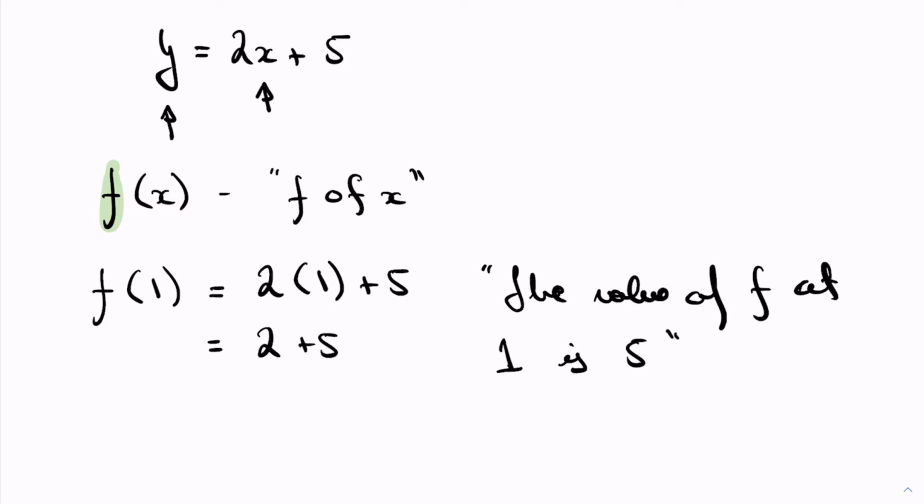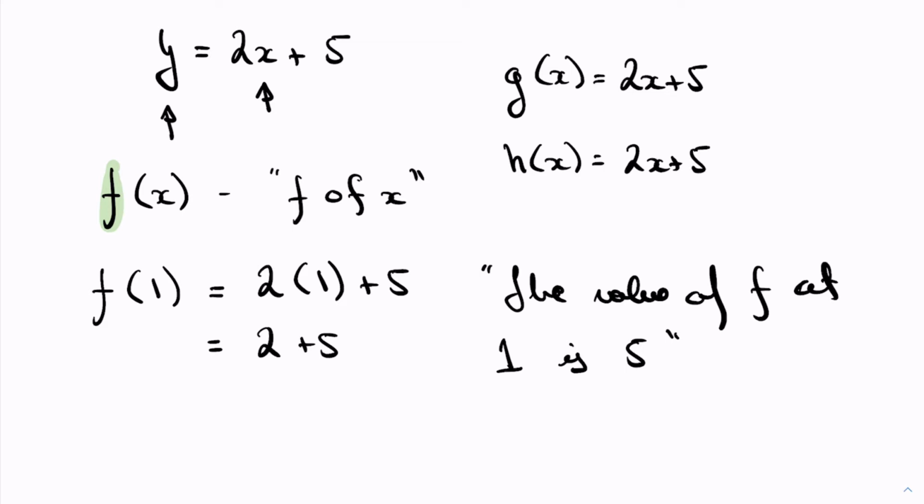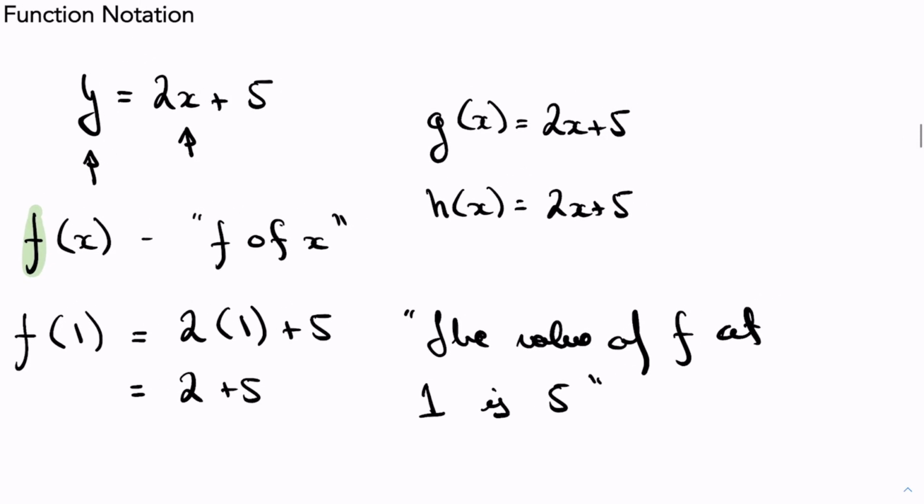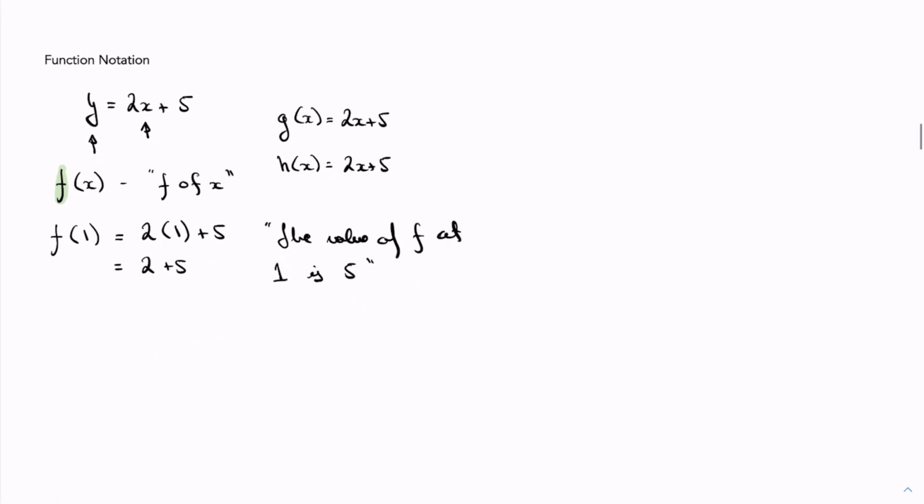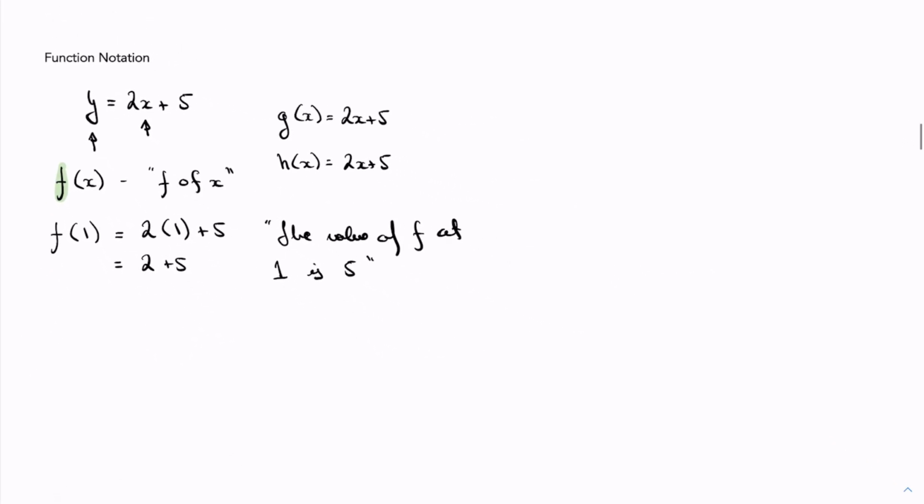Now, why is it f? Well, we use f because f stands for function. I can use any letter I want. If I wanted to, I can use the letter g. I can have g of x equals 2x plus 5. I could have h of x equals 2x plus 5. It's up to you what you want to do, okay? Just like x is conventionally used as a variable, f is the letter conventionally used as a function. And you're free to change them up as much as you want.